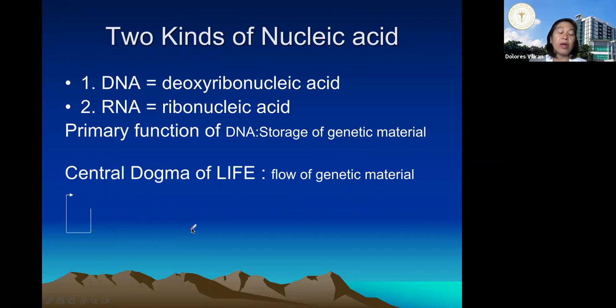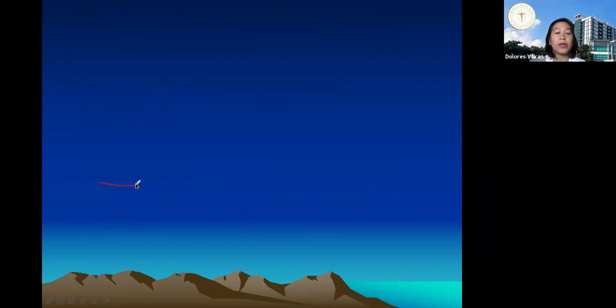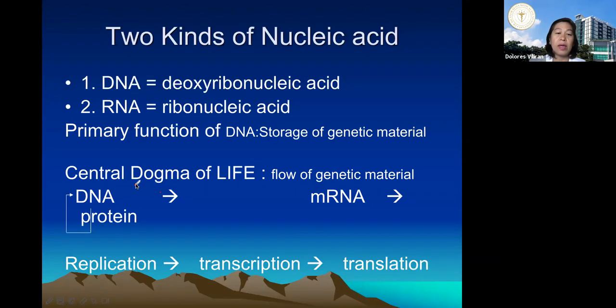And then another important concept in relation to nucleic acid chemistry is the central dogma of life. So what is this central dogma of life? The central dogma of life is the flow of genetic material. This is how the information is transferred from DNA to mRNA to protein, okay? And there are three important processes under the central dogma of life, namely, first, replication, second, transcription, and third, translation.